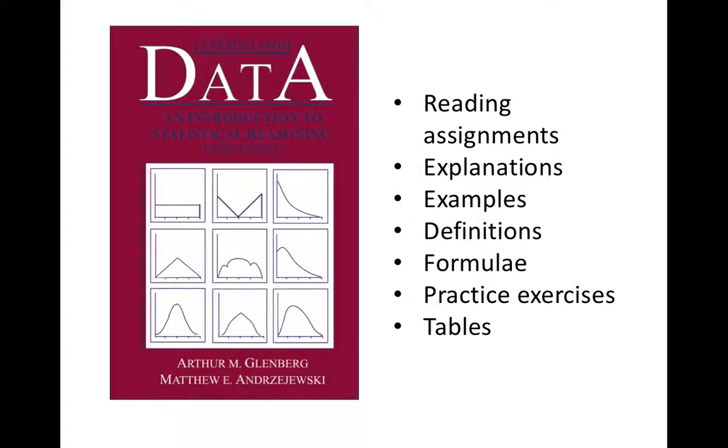The reading assignments are going to come from a book called Learning from Data, which I am an author on with Art Glenberg. In that book are explanations, examples, definitions, formula, practice exercise, tables, references, and so on. So this is the basic textbook of the course. It's available through the bookstore. You can either go to the bookstore and pick it up, or you can request it online if you haven't already, and the bookstore will send it to you. It's part of the rental agreement at the university, so you should get this book.